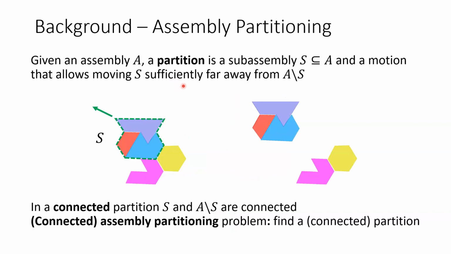And so this is a definition that we'll be using a lot later. Given an assembly A, a partition is a subassembly S and a motion that allows moving S sufficiently far away from its complement. And we call a partition a connected partition if S and its complement are connected. The problem that we'll be working on here is called assembly partitioning, which is finding a partition, or more specifically, connected assembly partitioning, where we want a connected partition. This problem arises in the assembly by disassembly approach to assembly planning, where we find a disassembly sequence and then reverse it in order to obtain the sequence that we want.